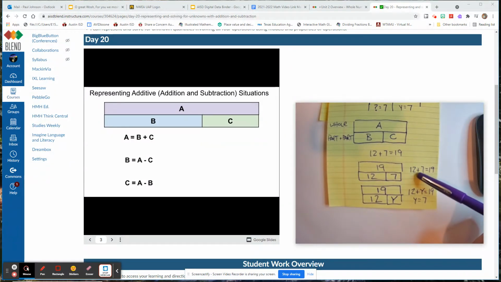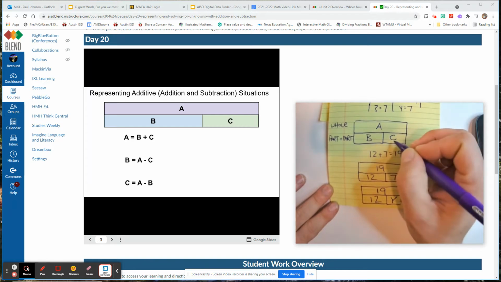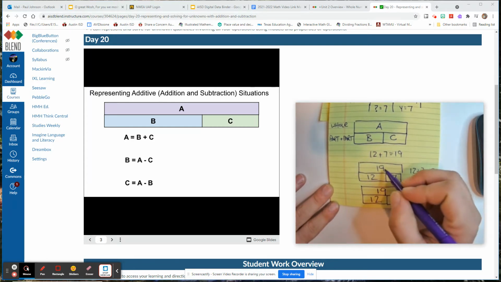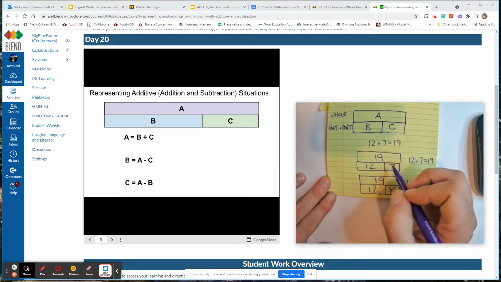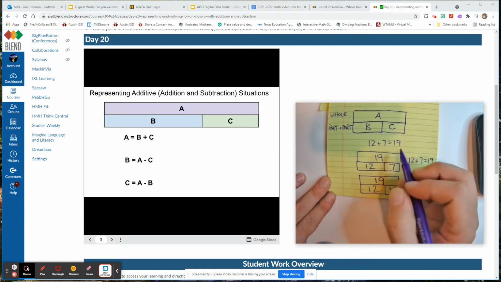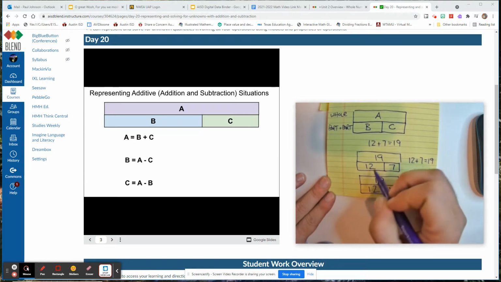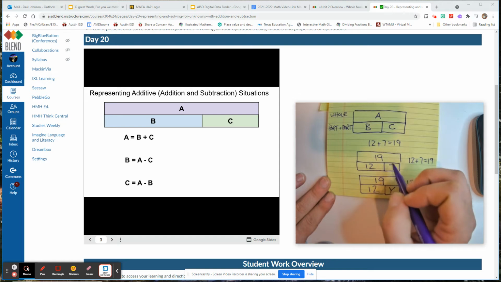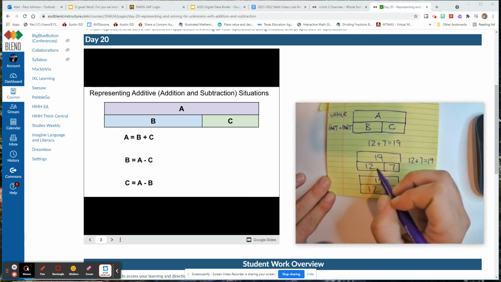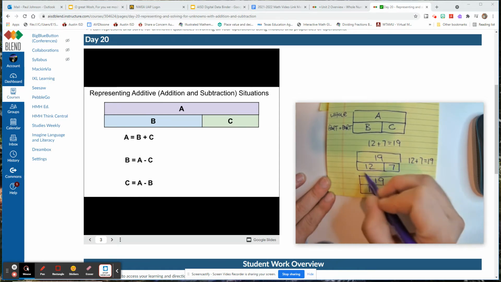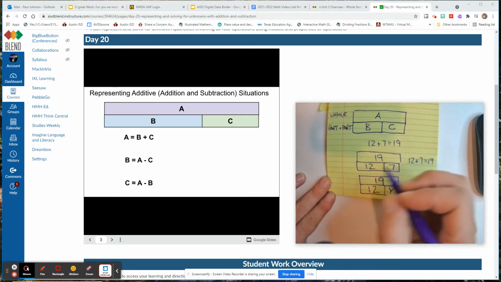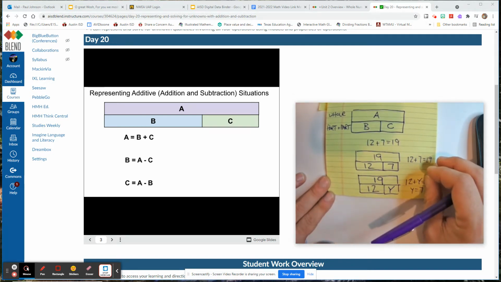All right, so looking back at the strip diagram using the labeled parts A, B, and C, right? A, 19, is equal to part B plus part C, which would be 12 plus 7. B, 12, is equal to part A minus part C, 19 minus 7 equals 12. And then finally, part C, 7, is equal to A minus B, or 19 minus 12. So as you can see, this is like a fact family represented in picture form.